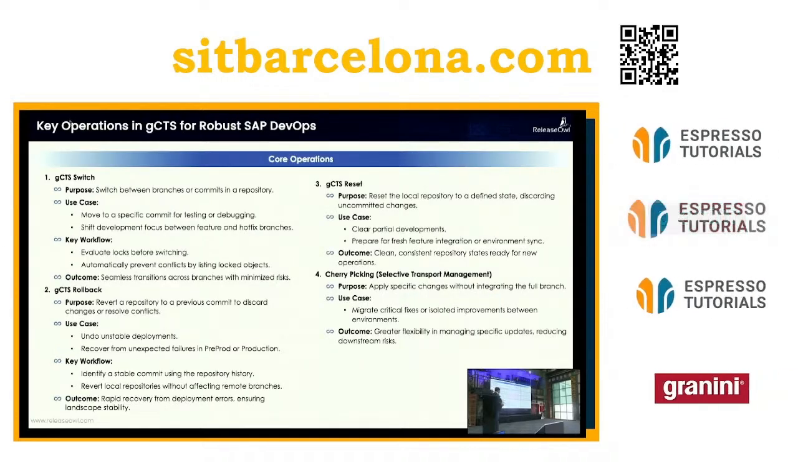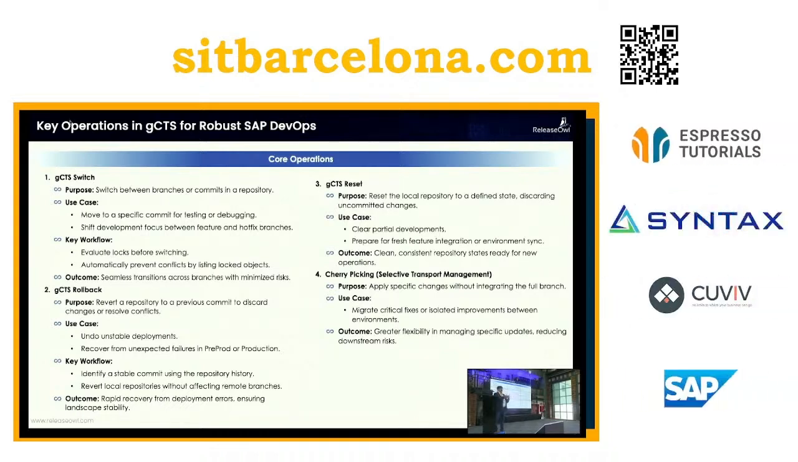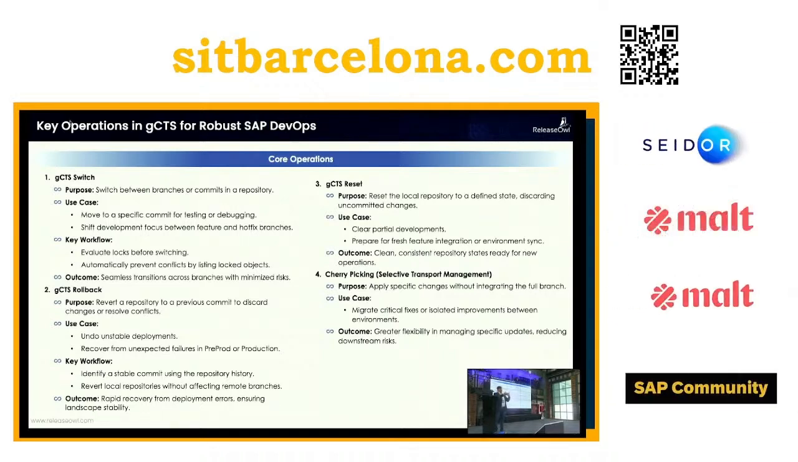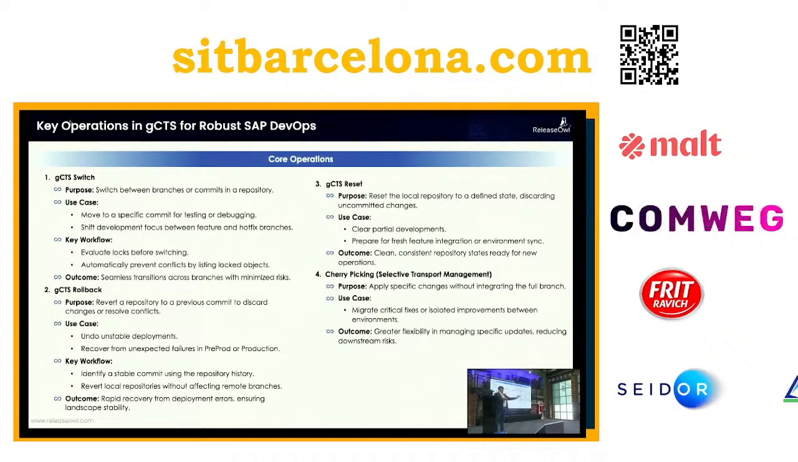Some of the key operations that we use extensively in implementing gCTS is gCTS switch. The way gCTS is implemented in SAP, you connect a particular Git branch to an SAP box. So it is a tight coupling. You attach a branch to an SAP system, and when you use switch, you can make your SAP system point to a different branch.